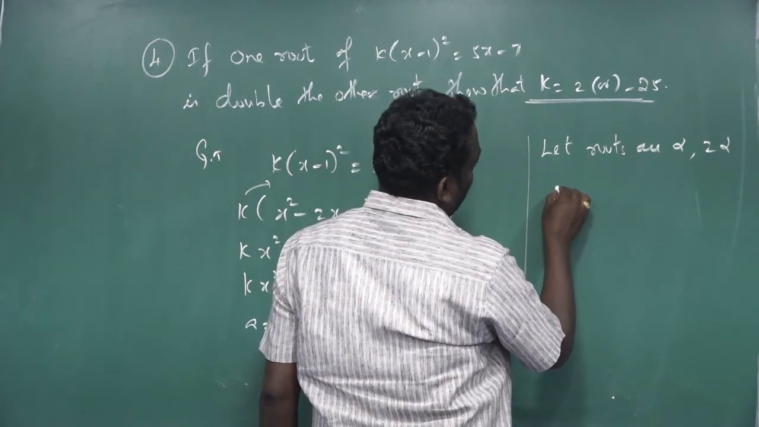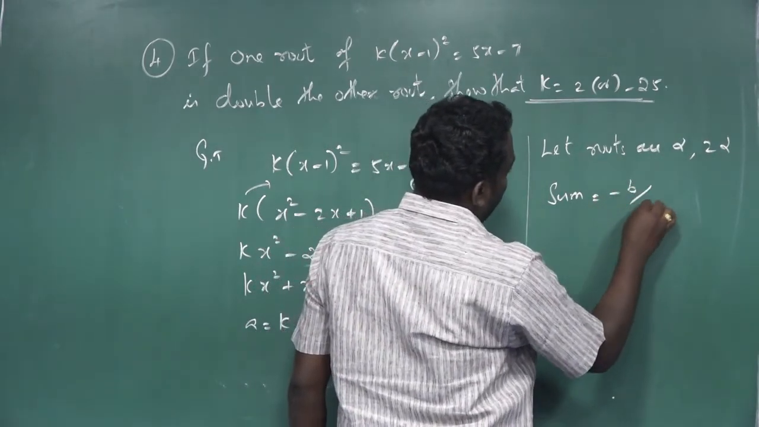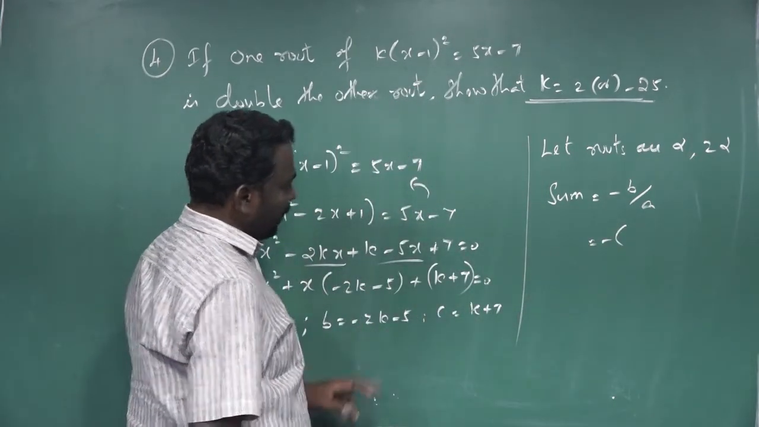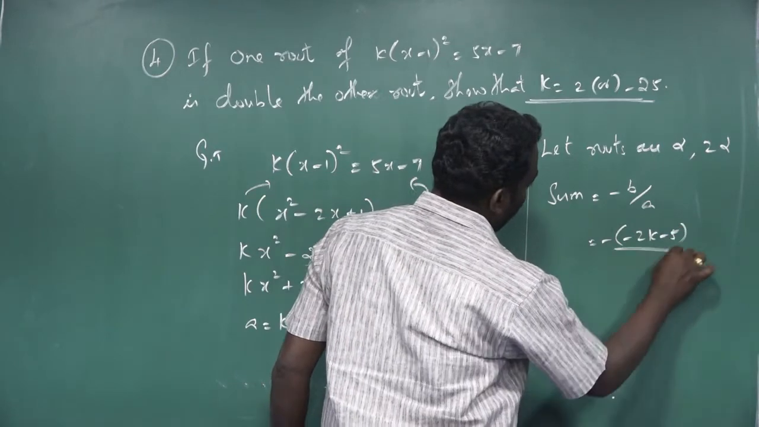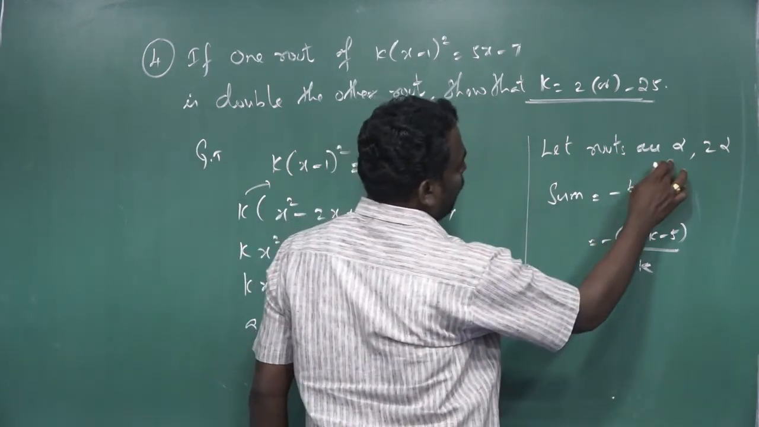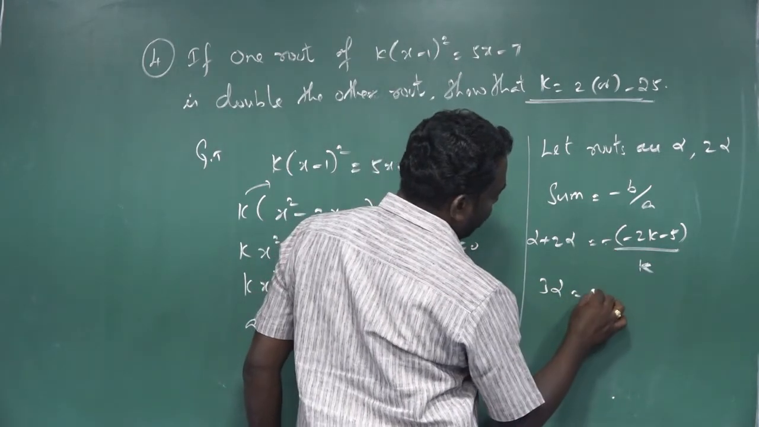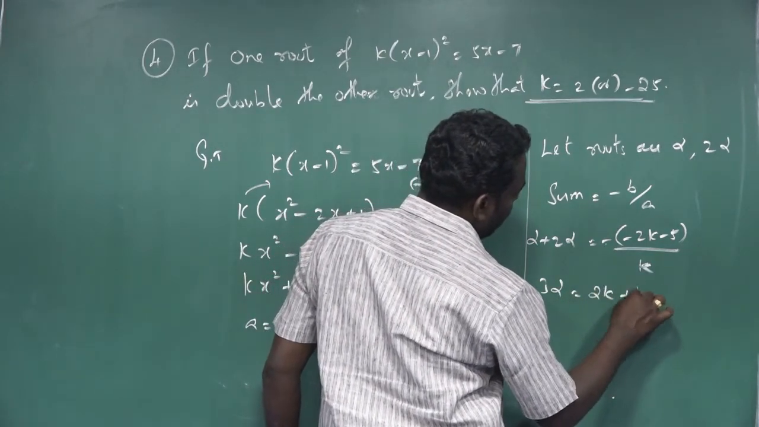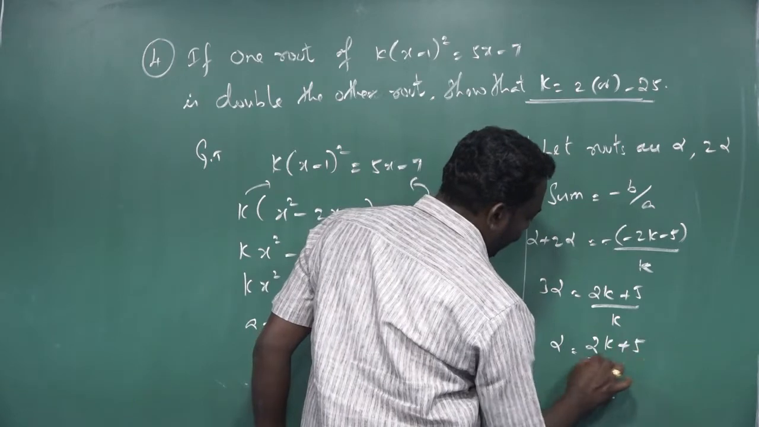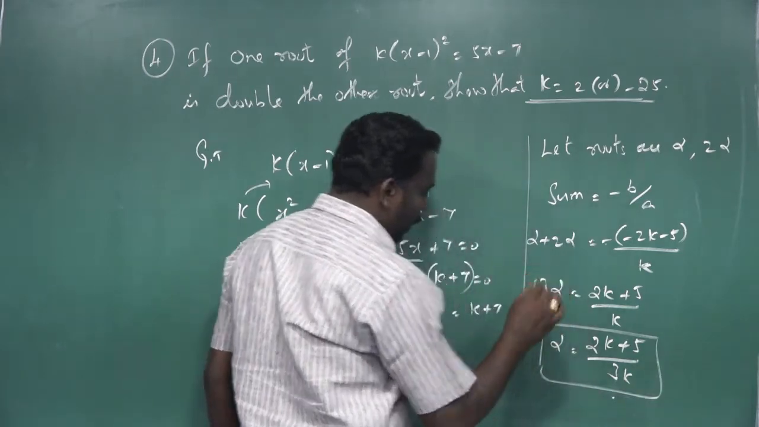Now using alpha and 2 alpha, find the sum of the roots, that is equal to minus b by a, the formula. Minus of minus 2k minus 5, that is 2k plus 5, by a equal to k. The sum of the roots alpha plus 2 alpha is 3 alpha, equal to 2k plus 5 by k. Therefore alpha is equal to 2k plus 5 by 3k, just transferring the 3 to the right hand side. This is the alpha value.